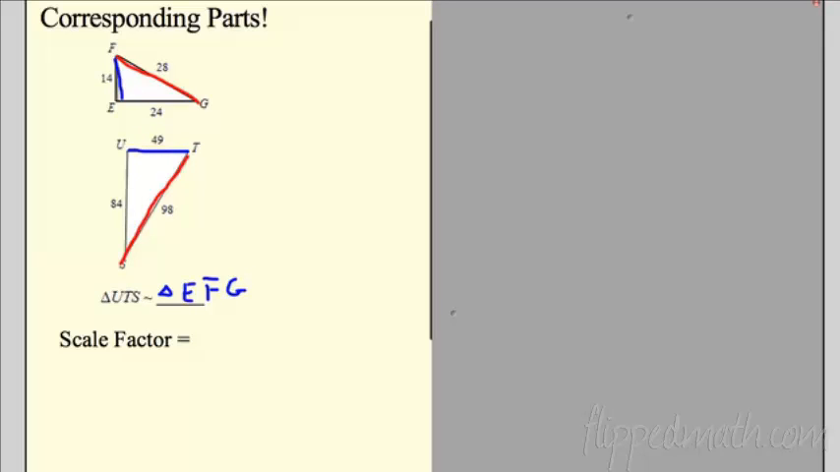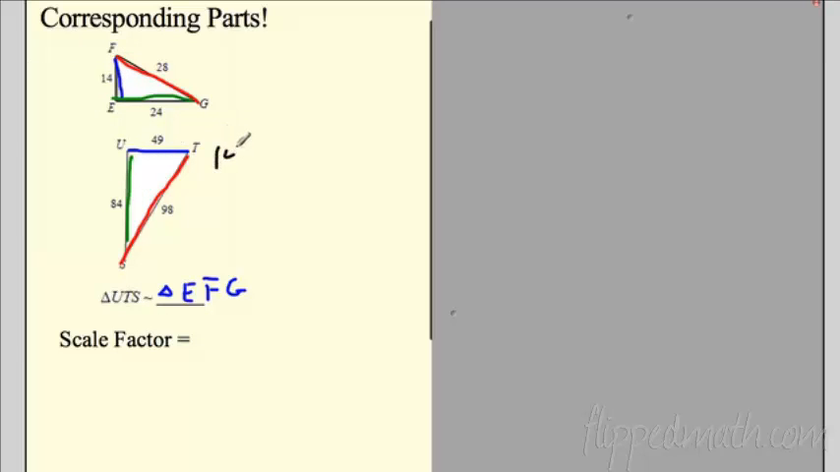UTS, EFG. Let's go ahead and mark that last side with green. So this side matches this side. So again, we can flip it, spin it, all that fun stuff, and it should come up with that. So naming is very important. So what side matches what side? Well, let's check this out.